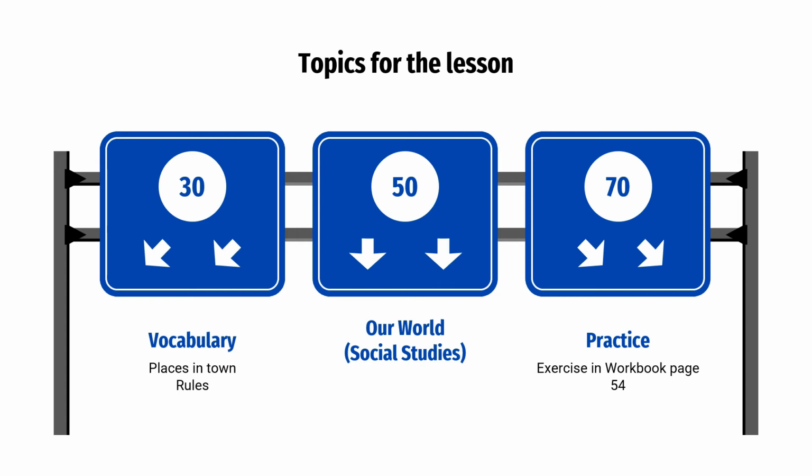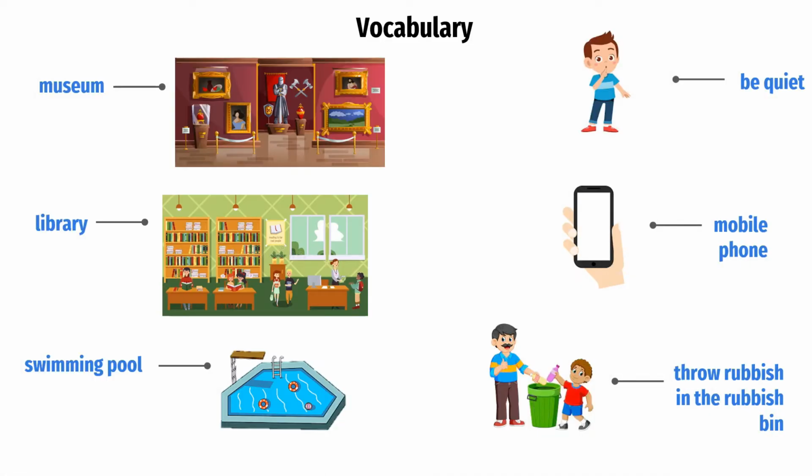In today's lesson, we'll be learning two types of vocabulary, which is the places in towns and also the rules. We will also read on our world and complete the exercise in our workbook, page 54. Let's look at the vocabulary words that we will be learning today.